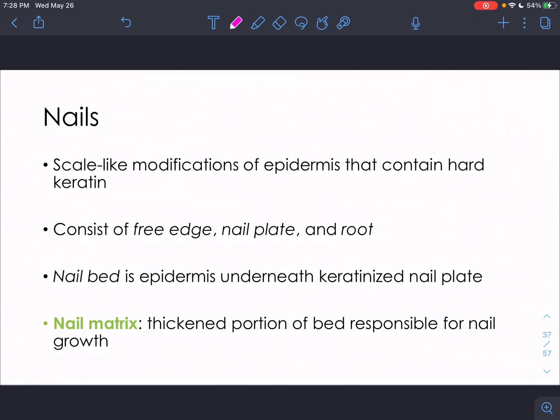Okay, so that's hair. Also part of our integumentary system is nails. Nails are scale-like, it's kind of gross, modifications of the epidermis that contain, like the hair, the hard keratin. They are obviously on the ends of your fingers and toes, so the most distal places in your body. The function is really just a protective cover of the distal, dorsal surface of your fingers and toes. Some structures I'll show you in an image soon: you have the free edge, nail plate, and nail root. The nail bed is the epidermis underneath the nail. I'll show you all these in images in a second and go over them again. And then you also have the nail matrix, which is the thickened portion of the nail bed that is responsible for the nail growth.